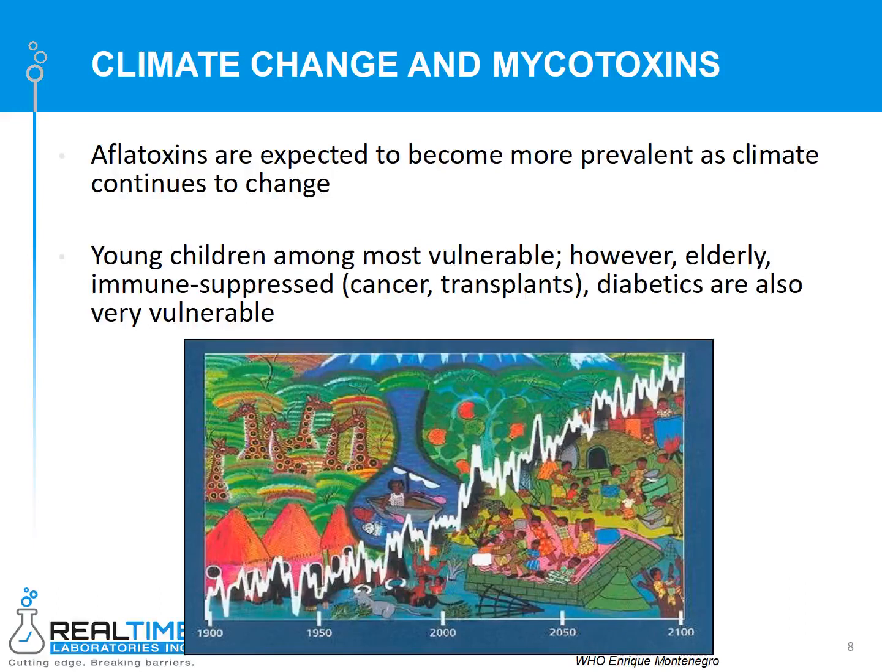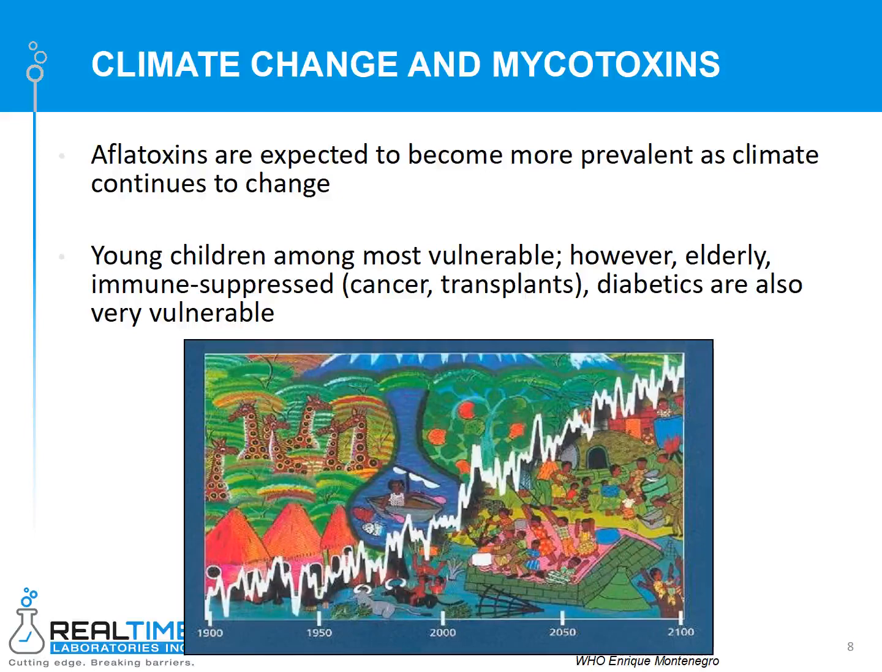Here's a graph that shows how the aflatoxins have gradually increased over the past 100 years, and they believe that they're going to become even more prevalent as the climate continues to change. Young children are among the most vulnerable.